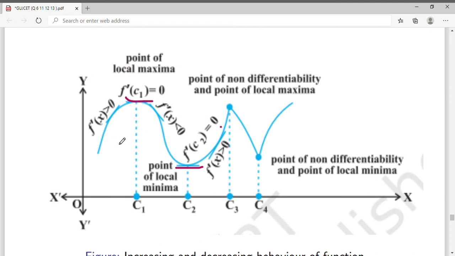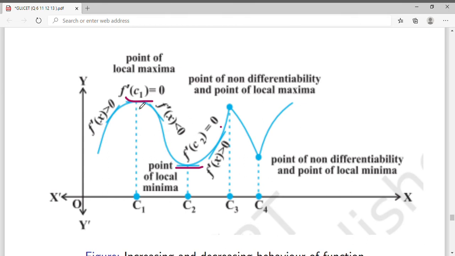Now observe the behavior before C1 and after C1. Here the function is an increasing function. So what is the sign of f dash x? f dash x is greater than 0. If f dash x is greater than 0, what do we mean? The function is increasing. After this point, observe the behavior of the function. Now this graph is decreasing. So what is the sign of f dash x? f dash x is less than 0.